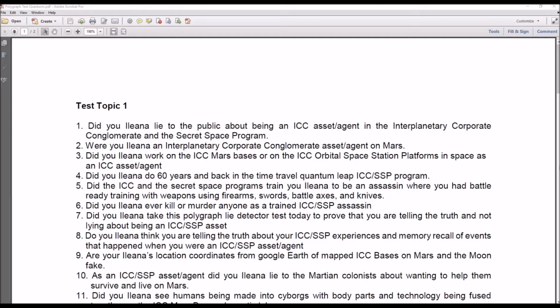So I was used in order to spy on the Martian colonists, and I consciously didn't know about this at that time. I thought I was helping the Martian colonists, but I was doing quite the opposite. And that data was being collected through my Neuralink implants. It was all being recorded and collated and sent back to the ICC SSP Mars bases to use against the Martian colonists.